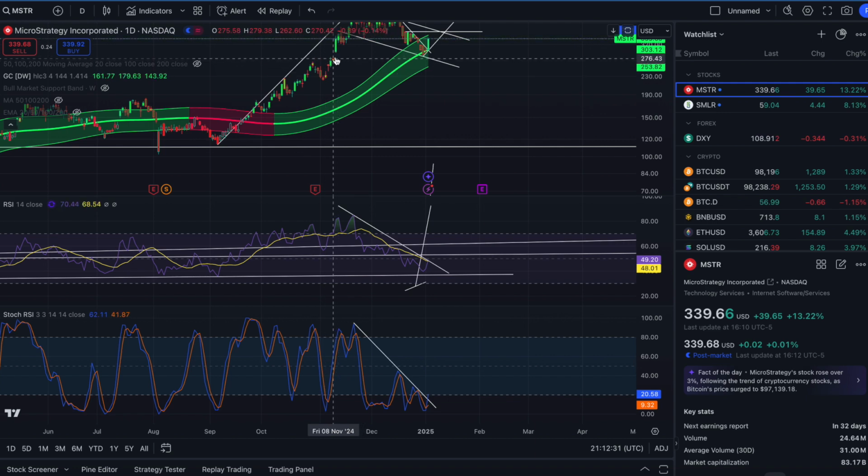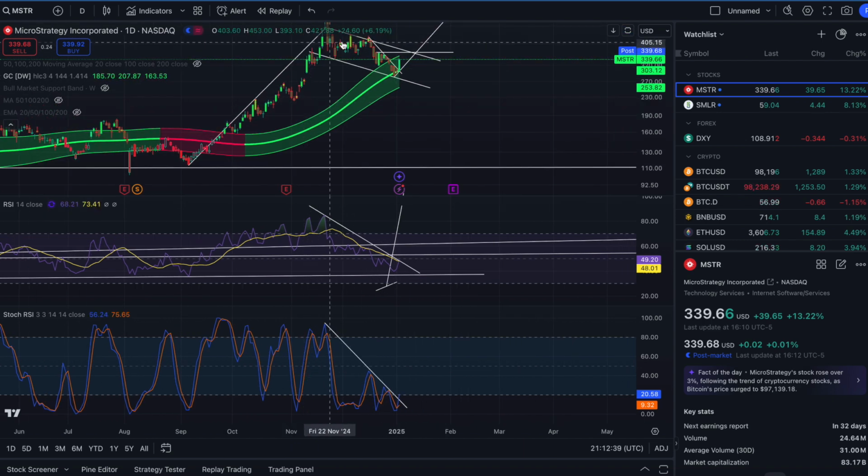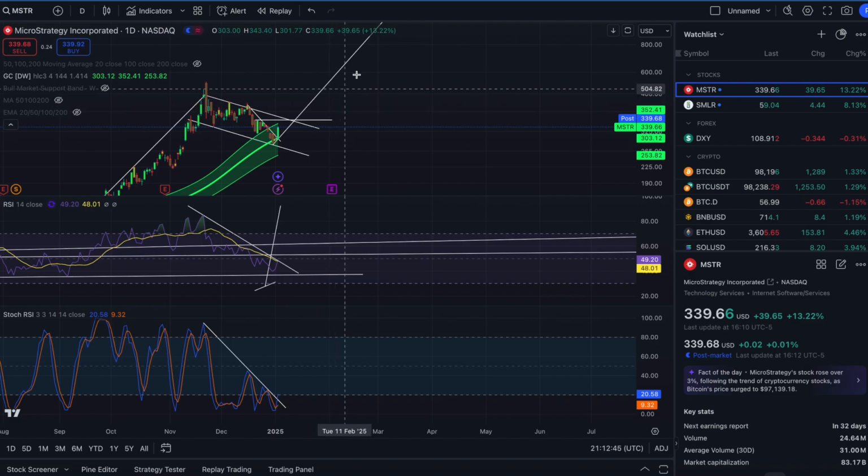And we were talking about filling this gap. That happened. So once it happens, then what typically happens? A reversal. So we came back, re-kissed this Gaussian channel, got rid of all this space, and over the next few months, we could see a rally to the upside.